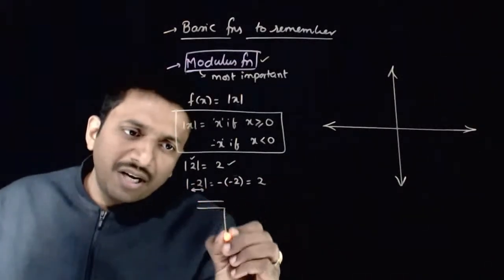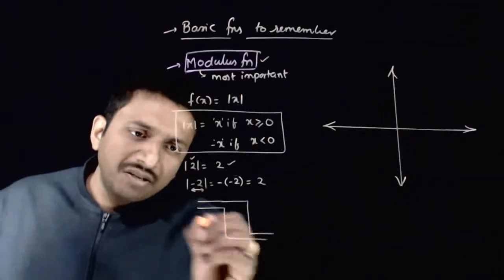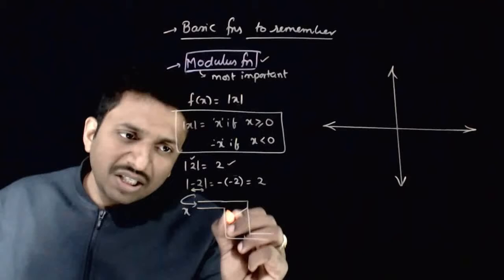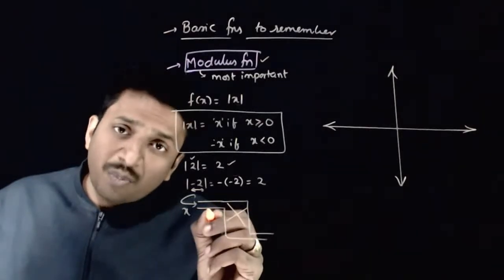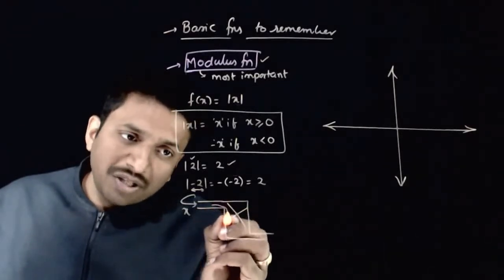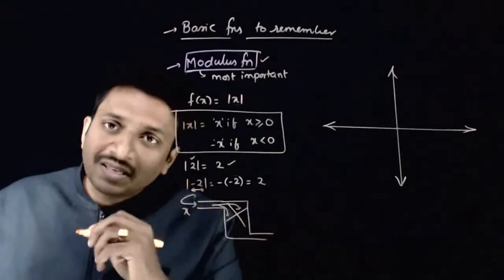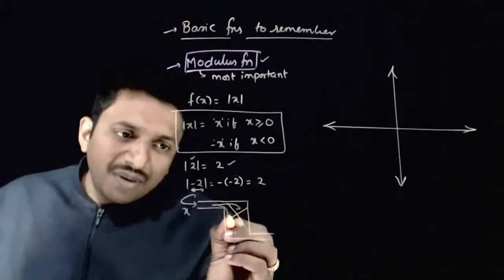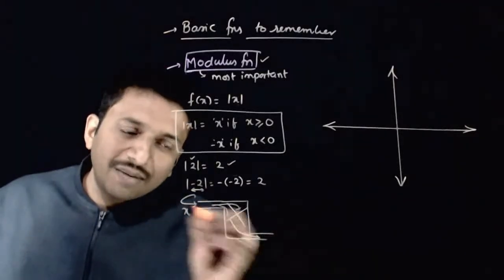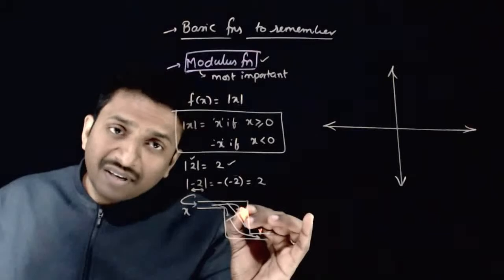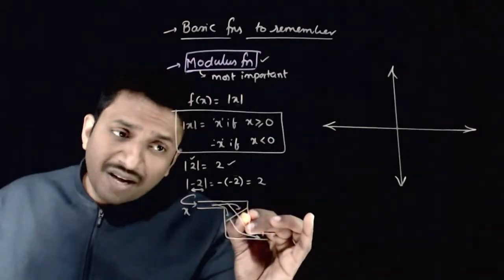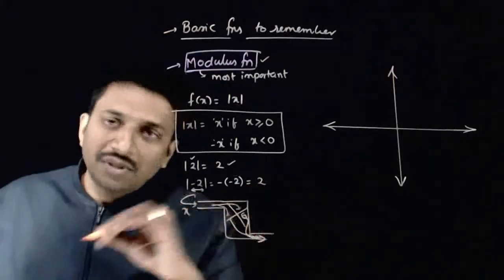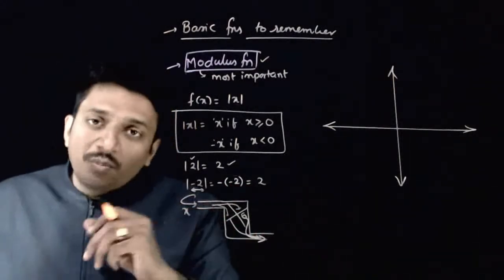So if you take the machine interpretation of this mod function, if an x goes in, at stage 1 it checks whether the number is positive or negative. So assume that the positive numbers go here, negative numbers go here. So the first check is whether the number is positive or negative. If the number is positive, the number directly comes out. If the number is negative, the modulus function adds one more negative to it. So negative of negative becomes positive and comes out. So that's what mod does.